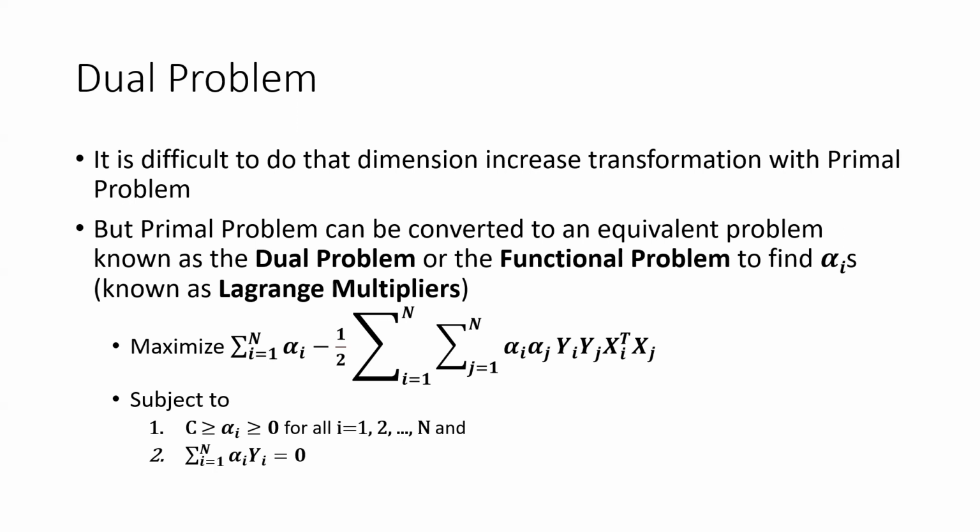So let's see why we are using this dual problem instead of the primal problem. We are not going to prove why it is much more efficient, but we are just going to learn that it can be used when we want to have multiple dimensions, right? And this is it, right? So this dual problem is also known as the functional problem, right?